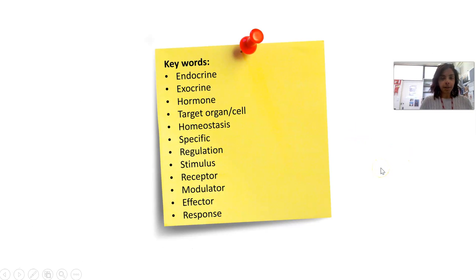This topic has quite a lot of key words, so some of these are being repeated just to try and get you used to them. Some of them you may have seen before in different topics, but please take the time to look at these keywords, make sure you're comfortable with them, and be confident that you can identify them and even explain what they mean.